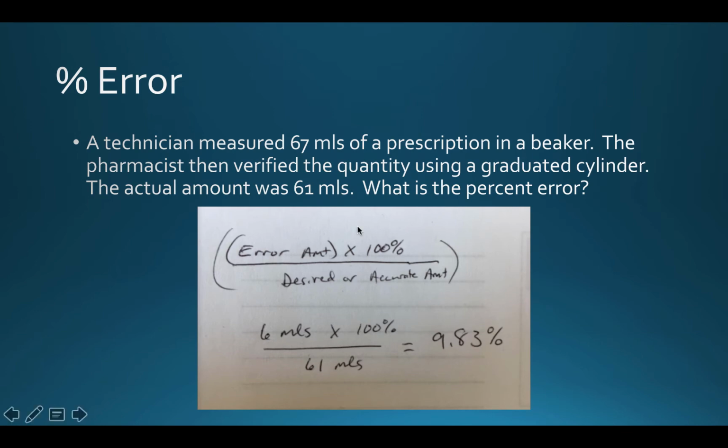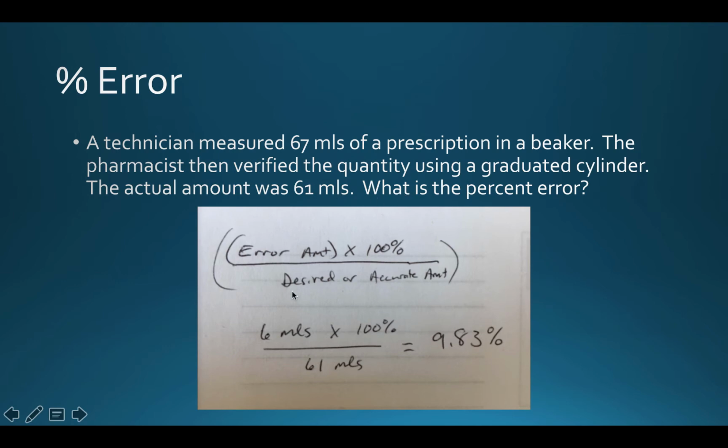Percent air. So this is something in measurement that you might see, whether it's using a beaker or weighing things. So we've got a technician. They measured out 67 mils out of a prescription in a beaker, which generally aren't supposed to measure things in a beaker. They aren't the greatest as far as accuracy goes. They're really meant for holding and mixing. The pharmacist then verified the quantity using a graduated cylinder. So the actual amount was 61 mils.